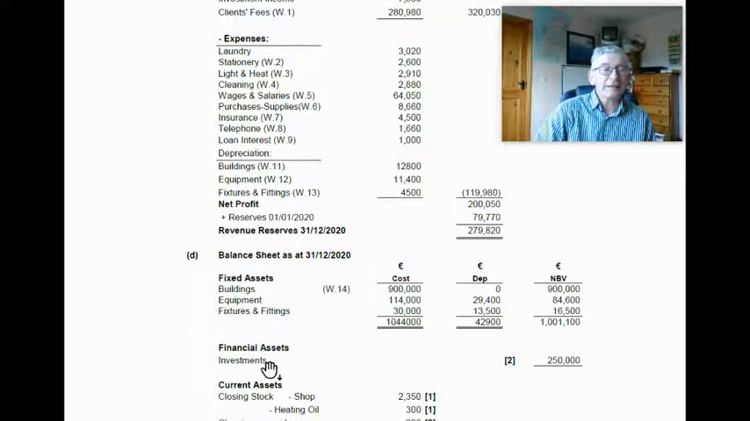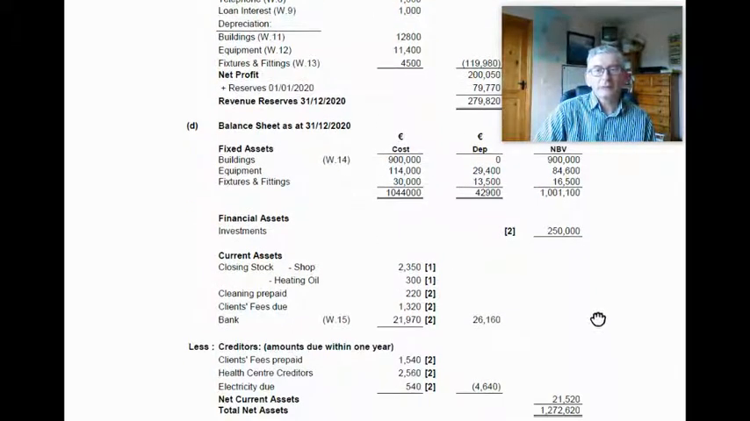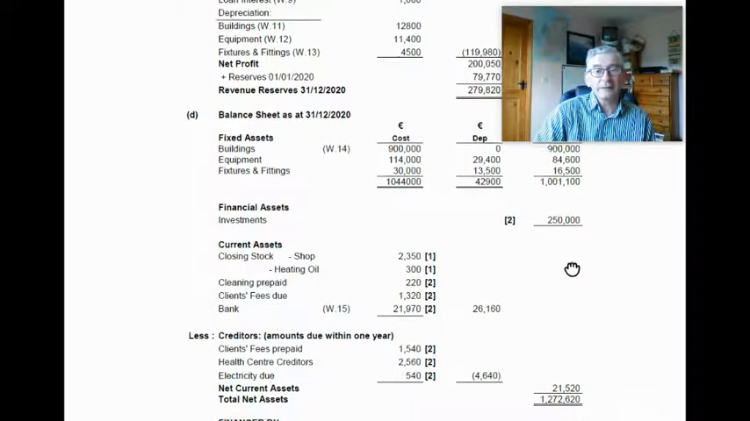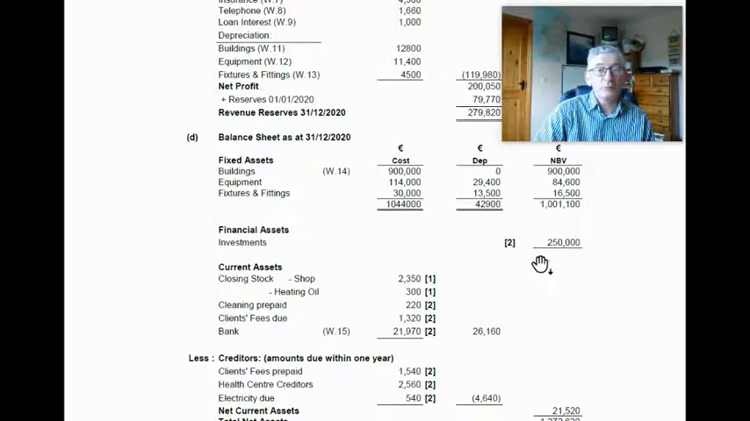Now we have financial assets, investments, 250,000. Okay, now there should be a total in there, and it's not actually written in, but the total should be 1,251,100, and you can fill that in yourself.